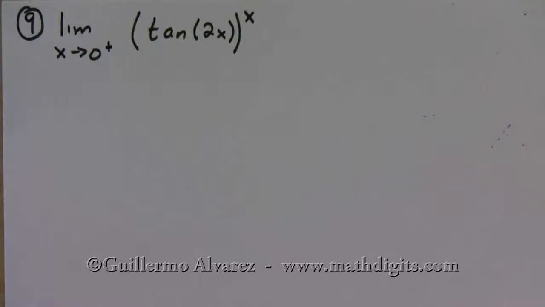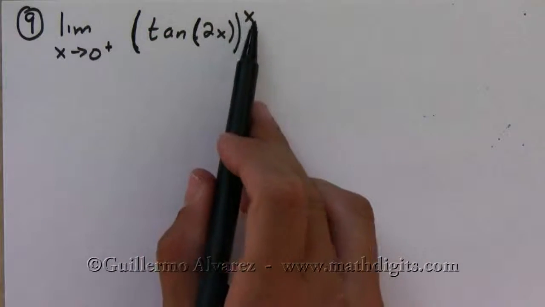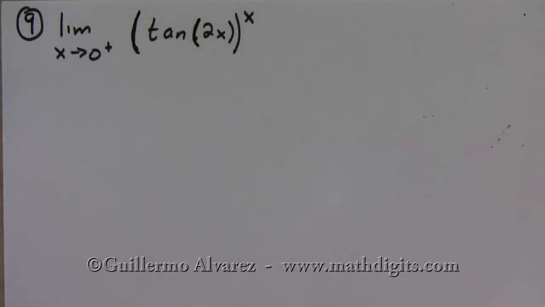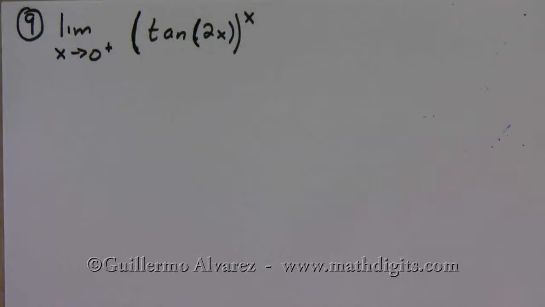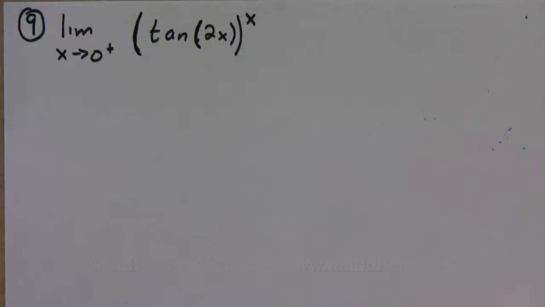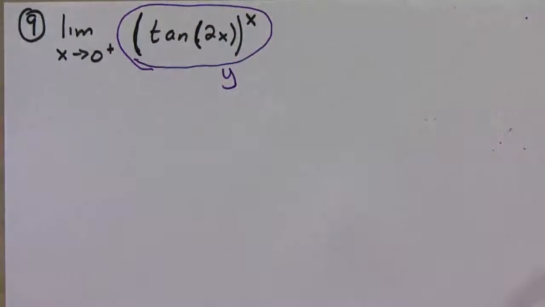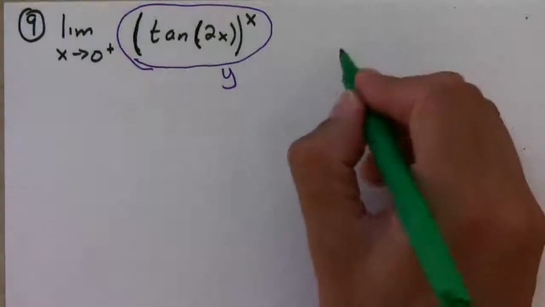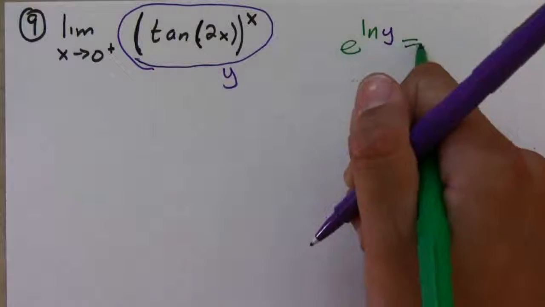Okay, so when we look at this problem, we notice that we have a function raised to another function, and this gives us a hint that we are probably going to want to use our natural log trick coupled with L'Hopital's rule. And so remember what we do. If you did all the other ones, you remember, we call this guy, what we're looking the limit for, y, and we remember that e to the natural log of y is going to equal y.